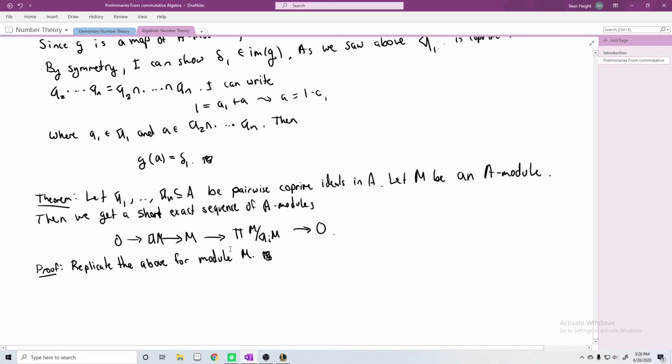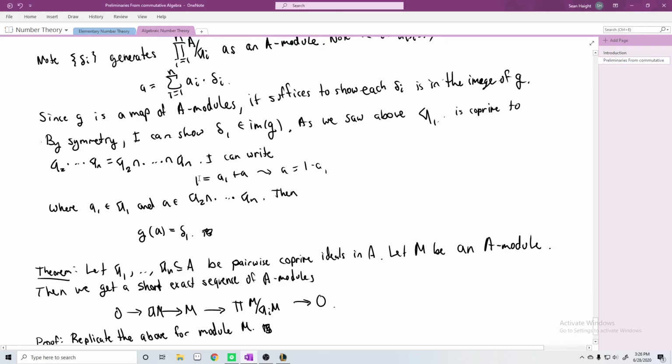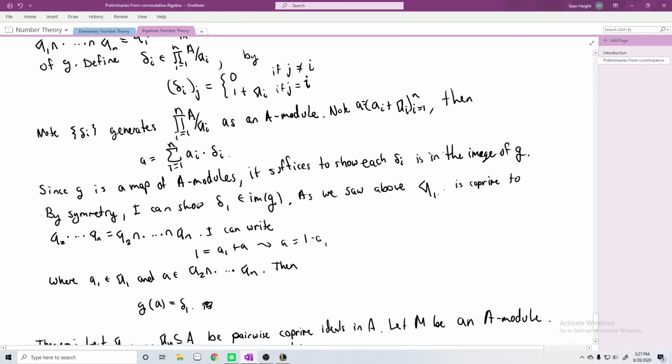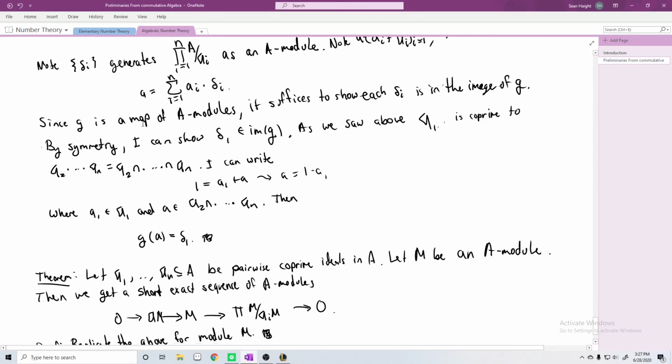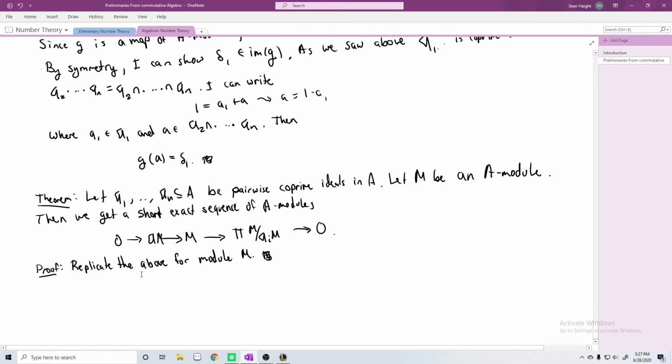I was worried for a second because M doesn't have a unit in it, but it's not going to end up mattering. You should be able to pretty much port this proof to the case of modules without too much trouble, just by carefully working through it. Okay. So that pretty much completes this lecture.